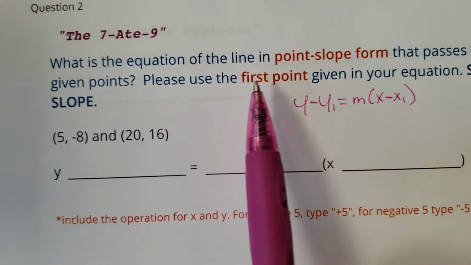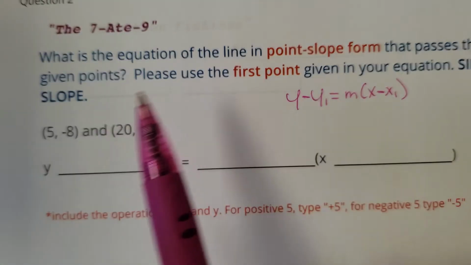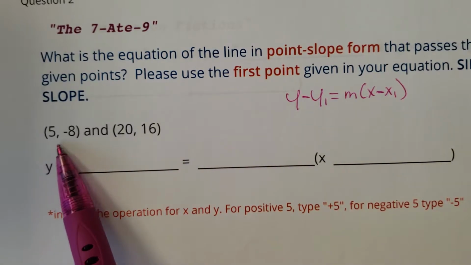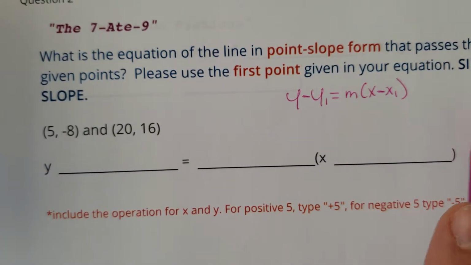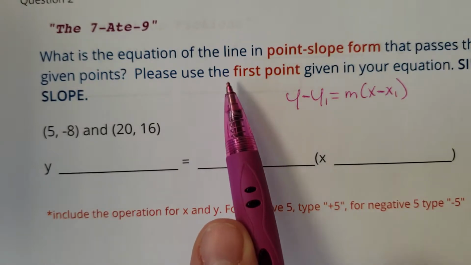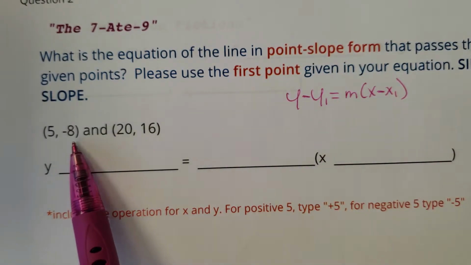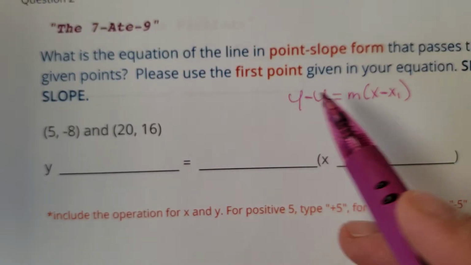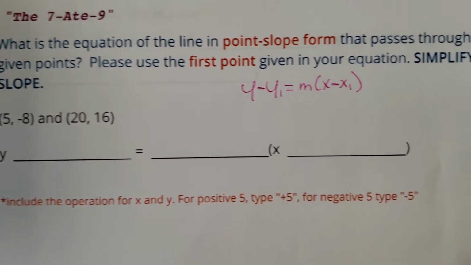What is the equation of the line in point slope form that passes through the given points? Please use the first point given in your equation.